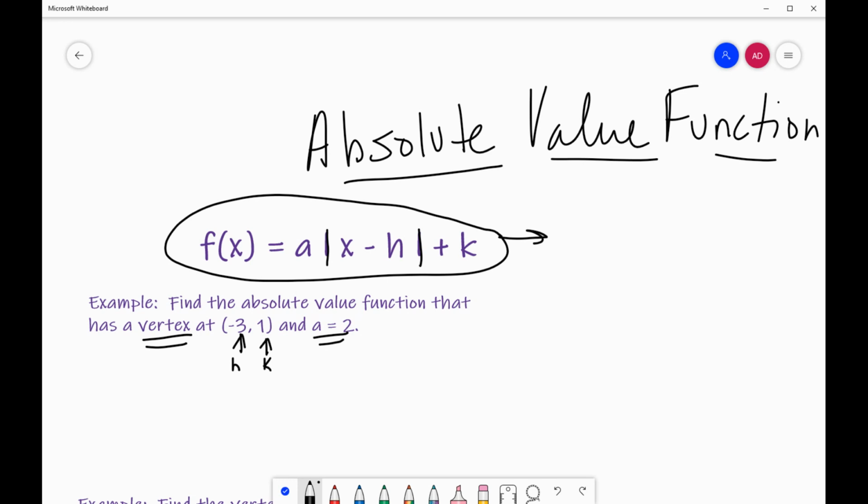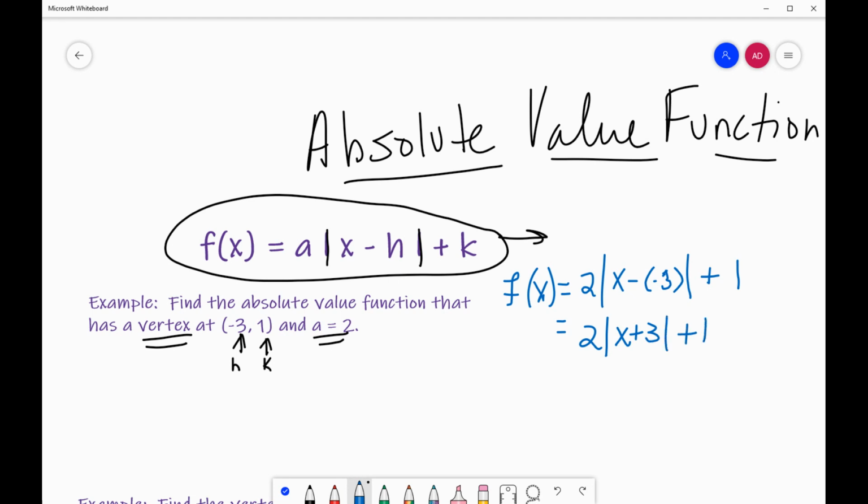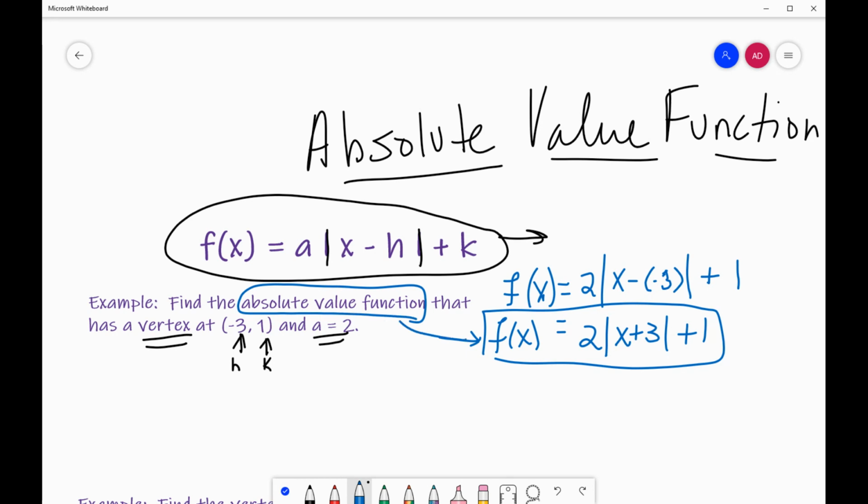So if that's the case and all you're trying to do is find the function, you're literally just going to plug in what you know. F of x is equal to your A, absolute value of x minus a minus 3. Okay, making sure that's a little bit neat if possible, right? Plus k. In this case, k is 1. Now, when you clean this up a little bit, you all know that minus a minus is a plus. You learned that back in like 7th grade, okay? So there you go. You have f of x is equal to 2 times the absolute value of x plus 3 plus 1. This is the function whose vertex is negative 3 comma 1 and whose a is 2.